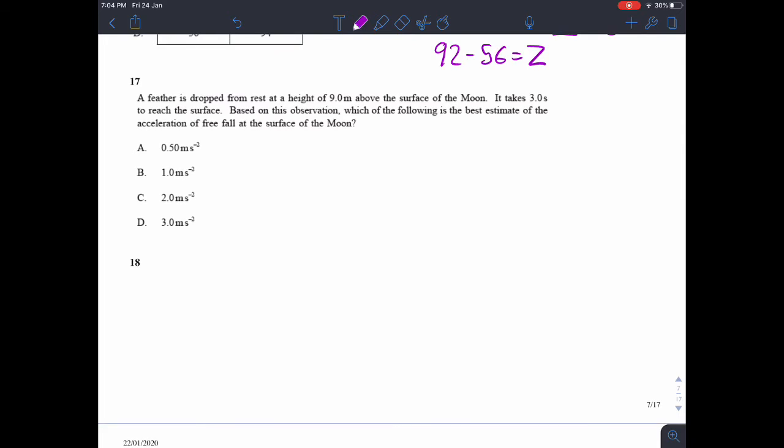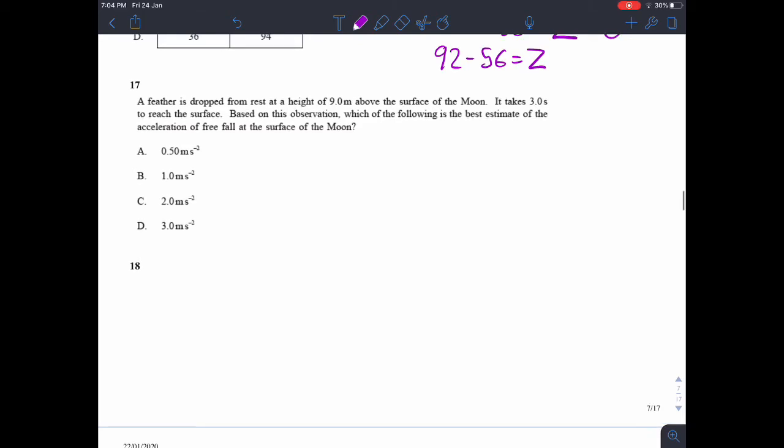Question 17. A feather is dropped from rest at a height of 9 meters above the surface of the moon. It takes 3 seconds to reach the surface. Based on this observation, what's the best estimate for acceleration? Well, this is a SUVAT question. So you've got height is 9 meters. The initial speed is 0 because it's dropped. The time is 3 seconds, and you want to find the acceleration.